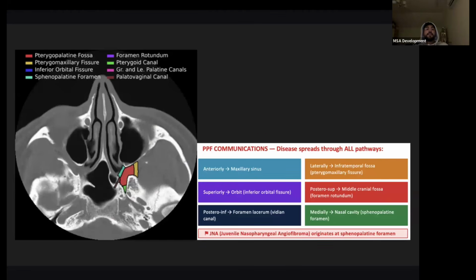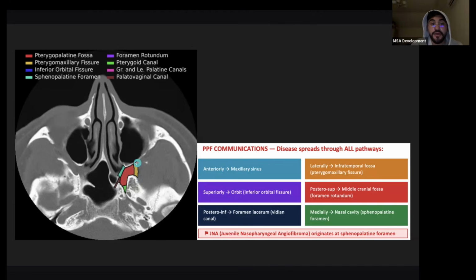Okay. Now, if you look here, now we're back to the pterygopalatine fossa. I love the pterygopalatine fossa. I really feel it's a very high yield concept, and I think you guys are going to be questioned about it. So look at it. This is your pterygopalatine fossa. This is your sphenopalatine foramen. This is the pterygoid canal. This is the pterygomaxillary fissure.